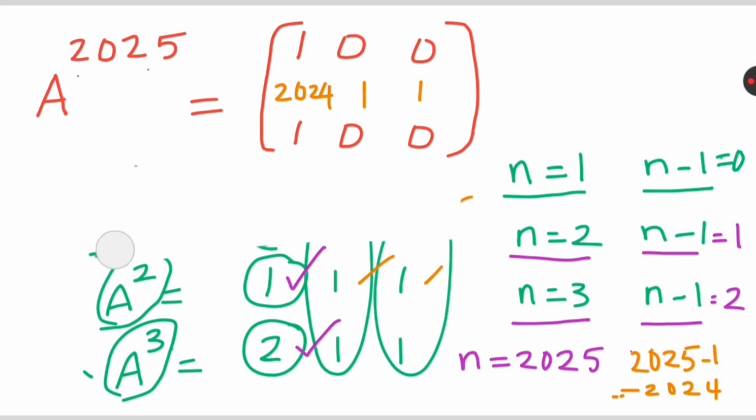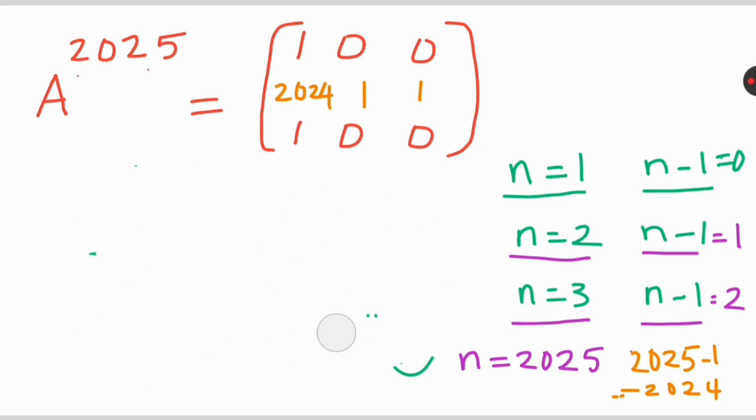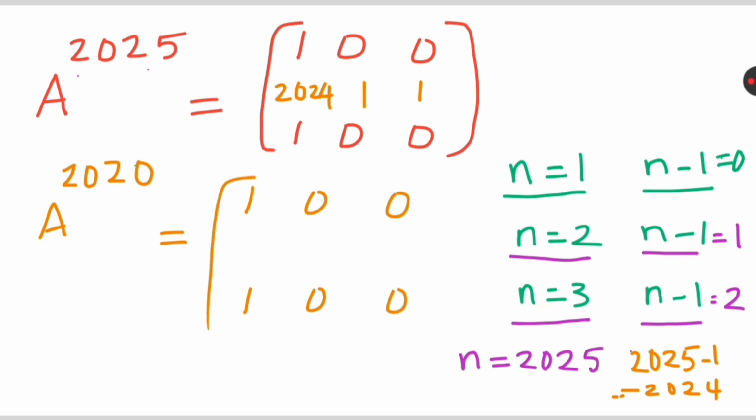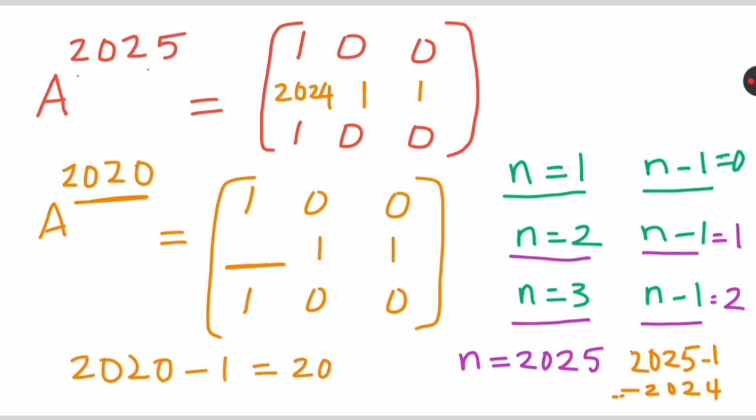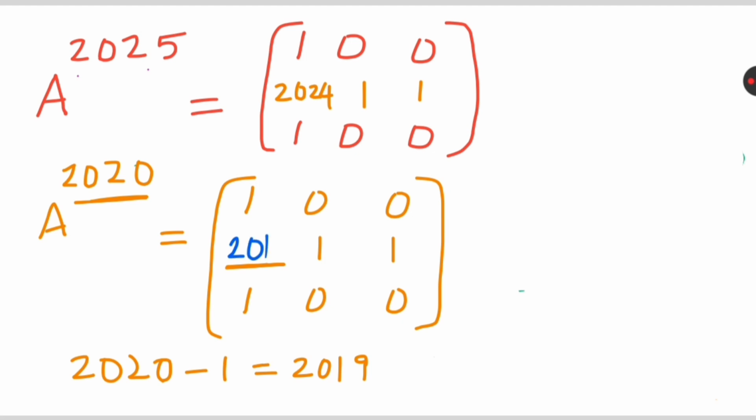Similarly, we can write A raised to power 2020 matrix also, isn't it? So let's write A raised to power of 2020 matrix. What we got in each and every matrix when doing A power 2, A power 3, is the first row as 1 0 0, and the third row as 1 0 0, and in the second row the remaining two elements are 1 1. Only you need to observe the first element, where we have to do n minus 1. So here our n is 2020. If you do 2020 minus 1, then you are going to get 2019, isn't it? So the second row first element is 2019.